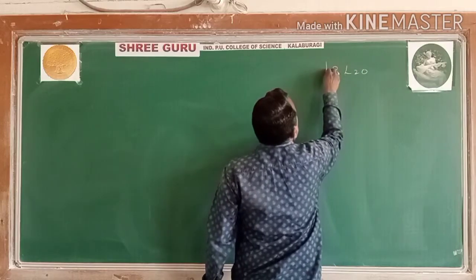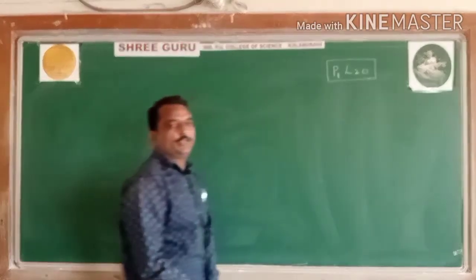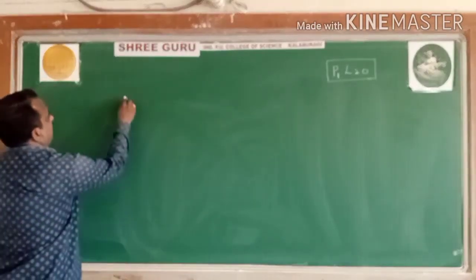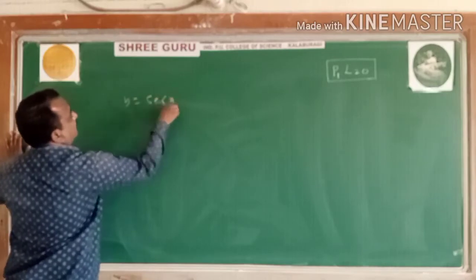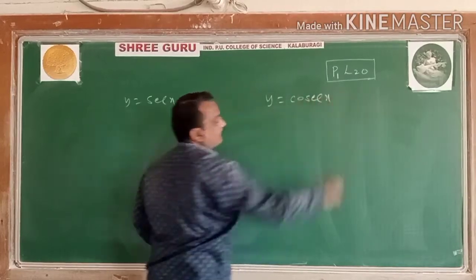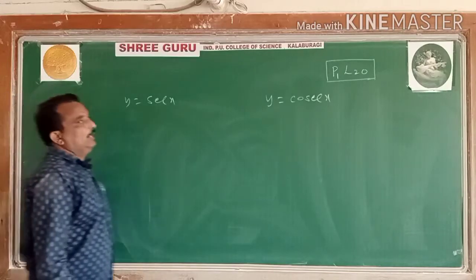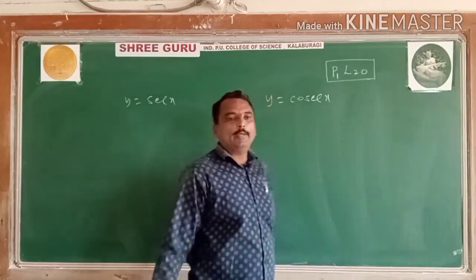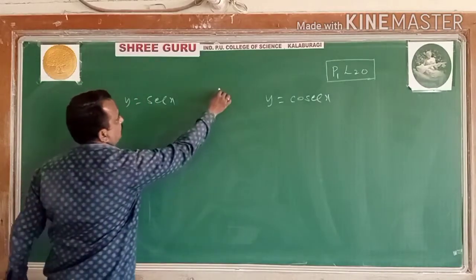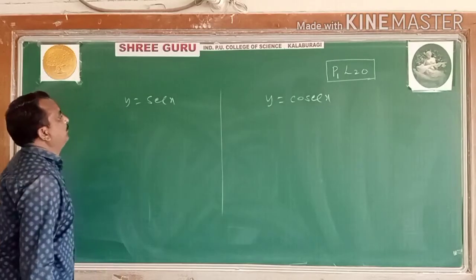In the previous class we discussed the graph of secant x, and I gave the homework of the graph of cosecant x. I hope you have drawn the graph of cosecant x. Let us see. I discussed the domain and codomain of both secant x and cosecant x, and then afterwards I will go for the next part.